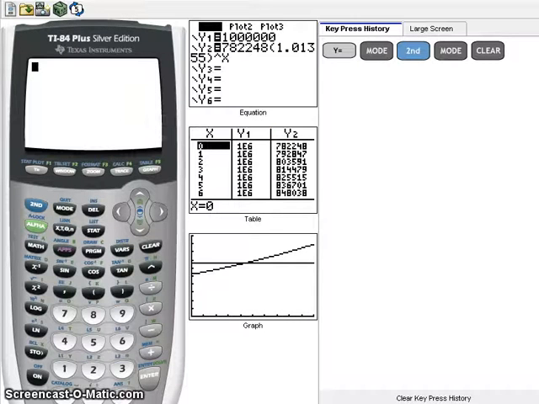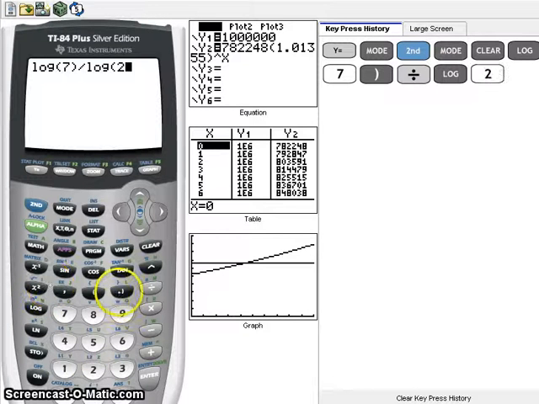I'm going to pause. Okay, so we're going to figure out what 2 to what power is equal to 7 by using our calculator. We have a base 10 on our calculator. So I'm going to write log base 10 of 7 divided by log base 10 of 2. And that's going to give me my answer. It's 2.8.